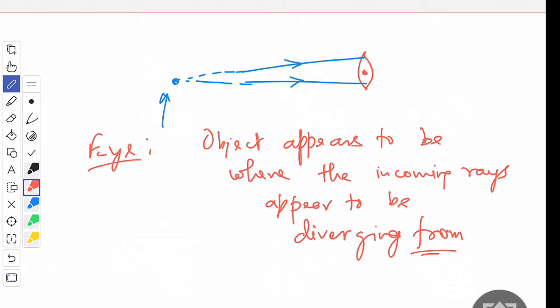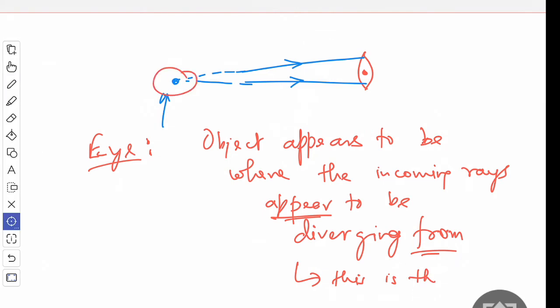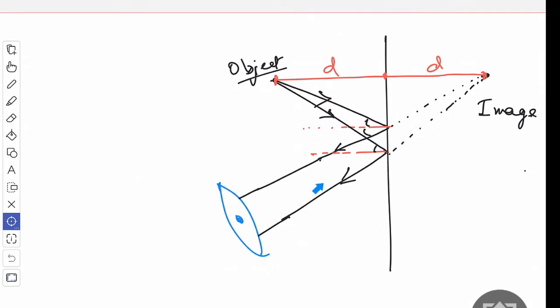So when an eye looks at any object, the object appears to be wherever the incoming rays appear to be diverging from, and this is what we call an image. Here in this case, this is the object, right? But if the object was not there, the eye sees the object here, but since the object is not here, this is called the image. So this is the basic idea.